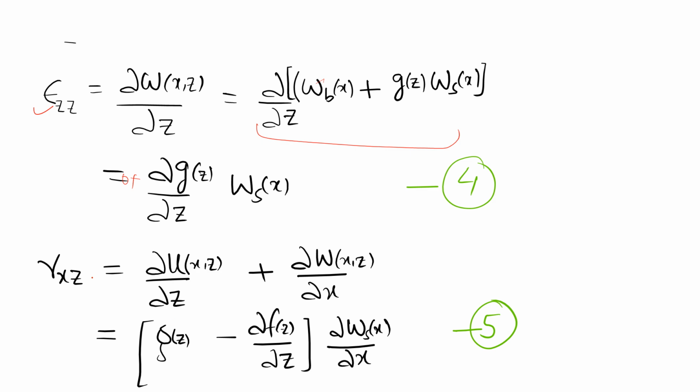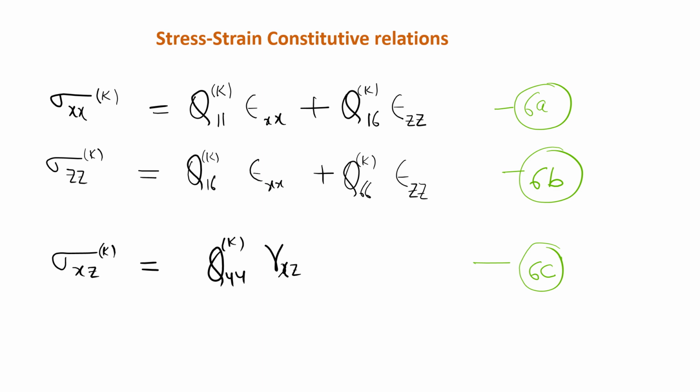Then gamma of xz, that's the transverse shear strain, is del u by del z plus del w by del x, and finally we get this, that is the gamma of xz. Now we also know the stress-strain constitutive relations. So now we will apply that.